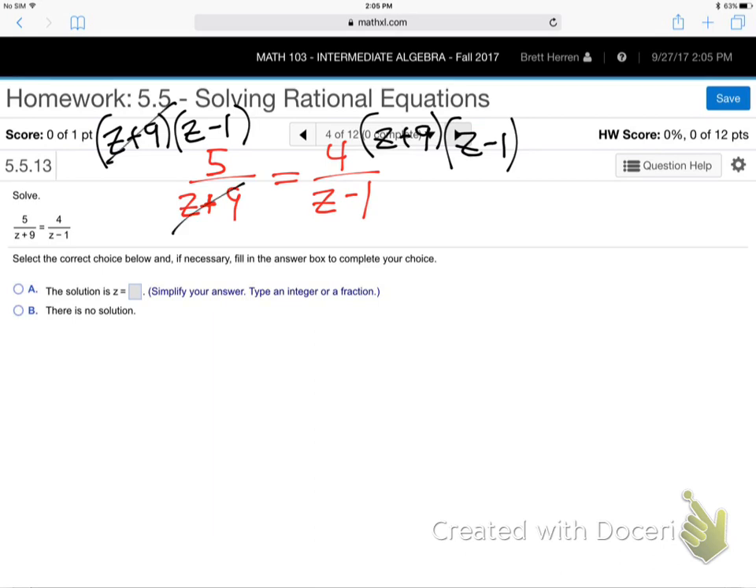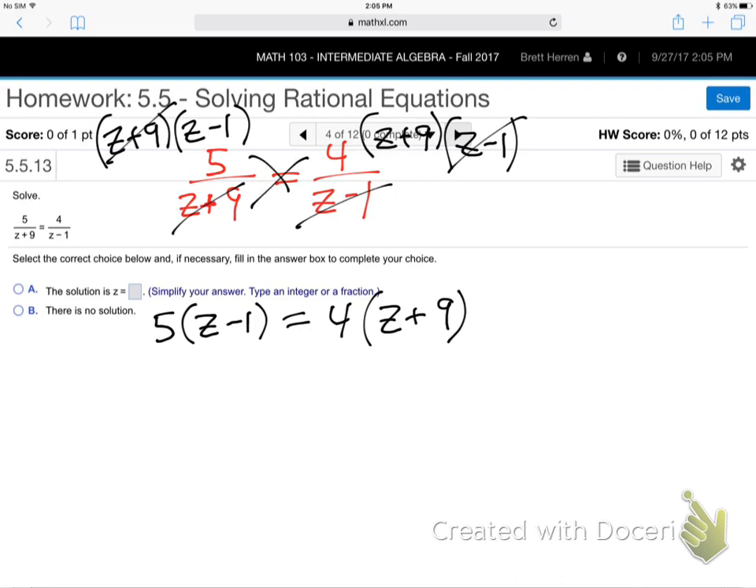The z plus 9's cancel. Right, you cross cancel, multiply what is left over. So we have 5 and z minus 1. The z minus 1's cancel. 4 and z plus 9. Everybody see what happened there? By the way, we could have just cross multiplied as well. To see how that would have been exactly the same result. I don't know if you remember that. That's kind of nice to do sometimes, just going diagonal from the beginning. You get the same thing either way.